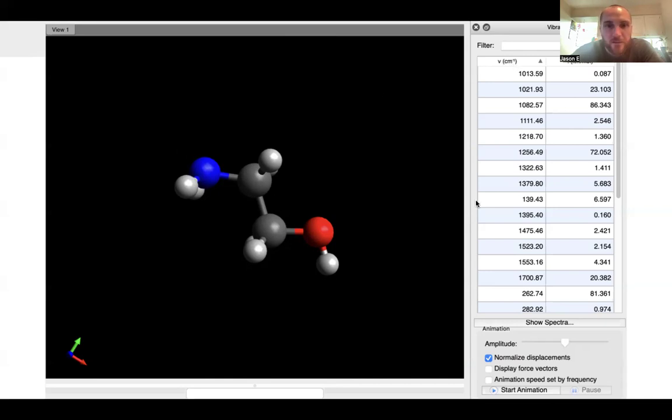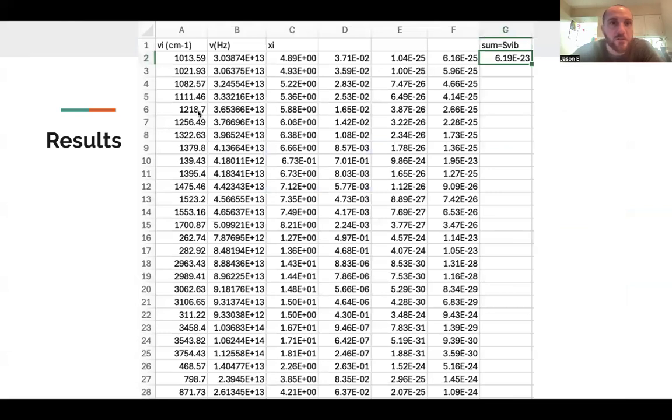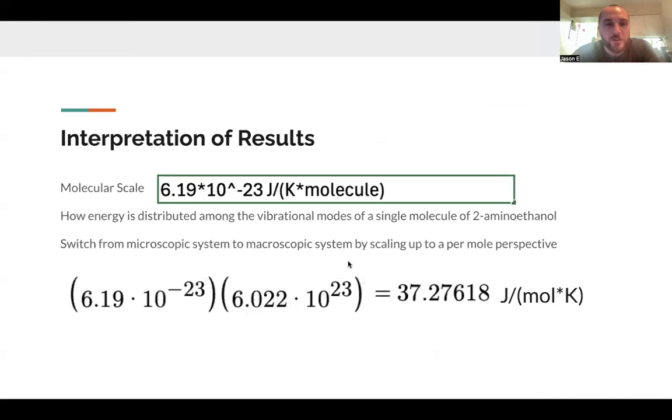So once I got that, I was able to do this Excel sheet here where I plugged in all the values for v in that unit and then converted it to hertz, which was pretty straightforward. Just multiply it by the speed of light, basically. And then you get this. It's a bunch of different plugging in values and using Excel, very handy, and then doing the sum of all those values here to get this. So that was the answer I got for the vibrational entropy.